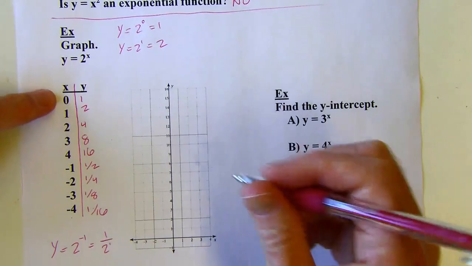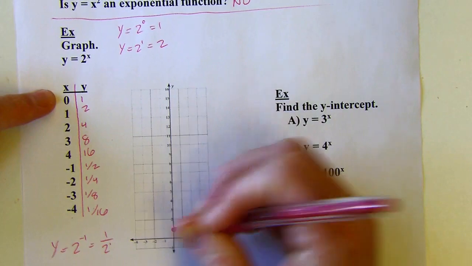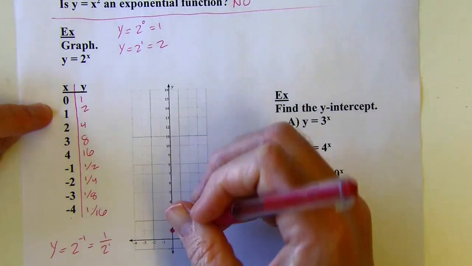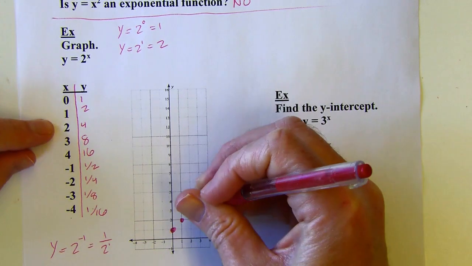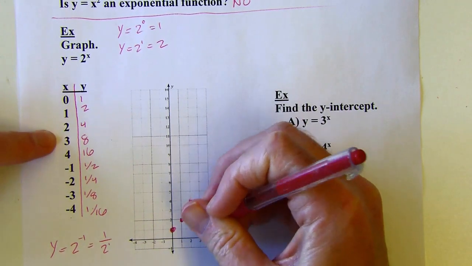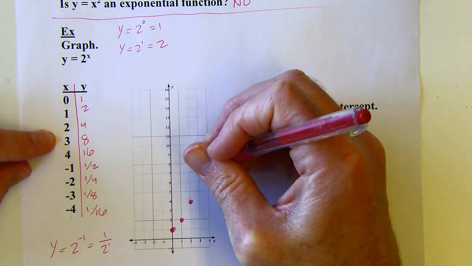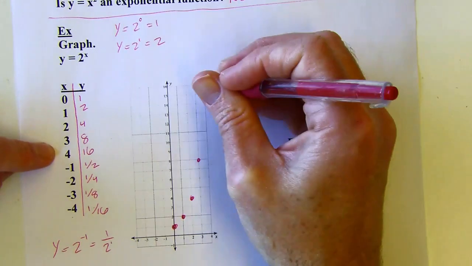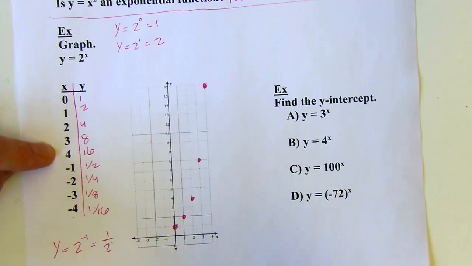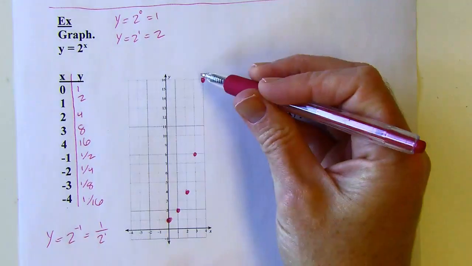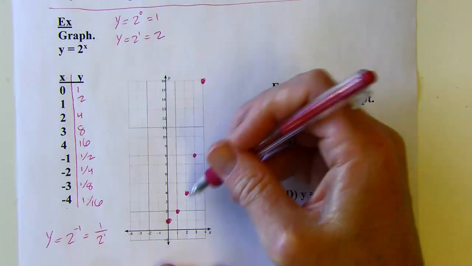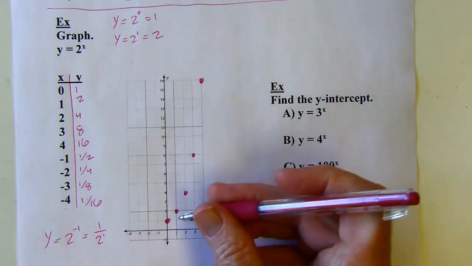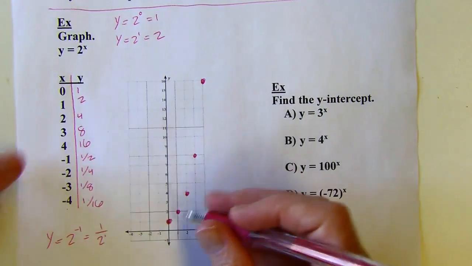So I'll start from the top here. 0, 1. There we go. And then I've got 1, 2, and 2, 4. 3, 8, 4, 16 is in the very top right corner. So we can see this is going up pretty quickly. It's going up exponentially, in fact. It's going to keep getting steeper and steeper. Okay? And as we go to the left on this graph, it's going to level out.